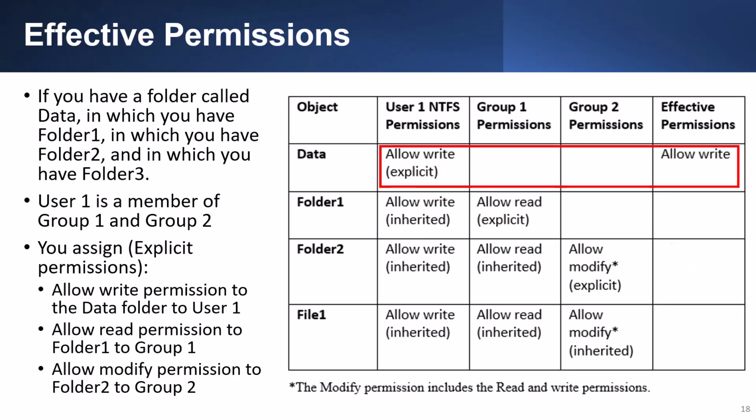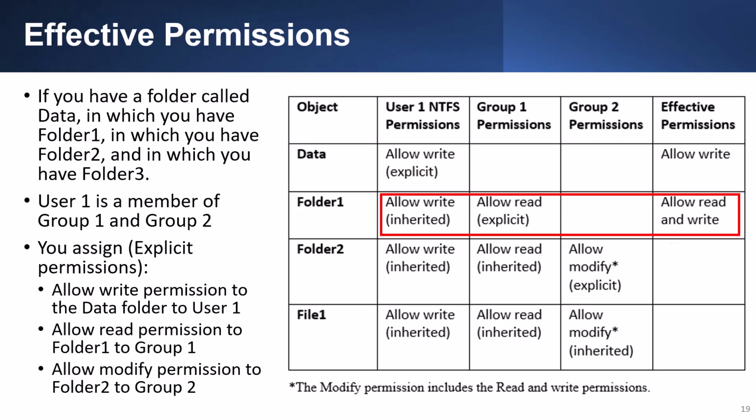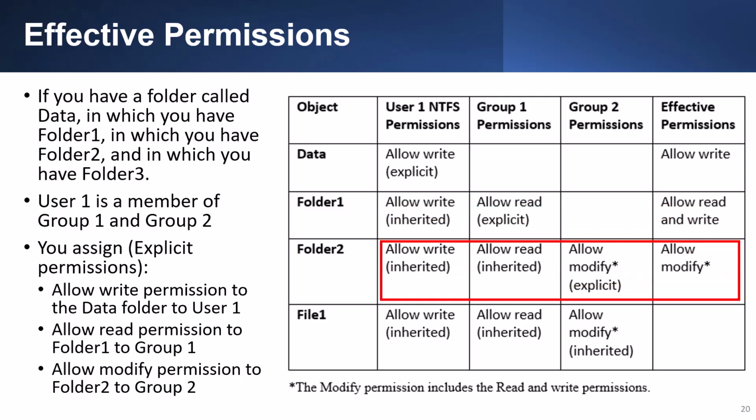Now to calculate the effective permissions, which is cumulative. When you combine the user 1, group 1, and group 2 permissions, the effective permission for user 1 is the allow write permission for the data folder. For folder 1, the effective permission for user 1 is allow read and write. For folder 2, the effective permission for user 1 is allow write combined with allow read combined with allow modify, which is allow modify. Remember, the allow modify includes the read and write permission.